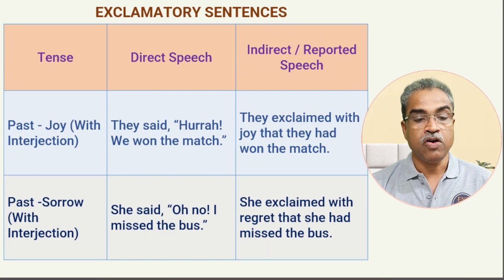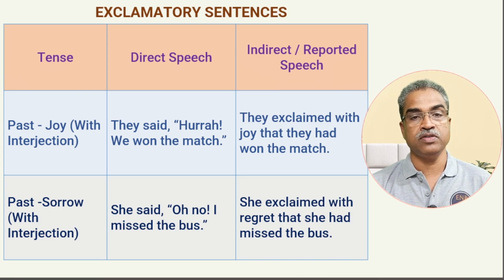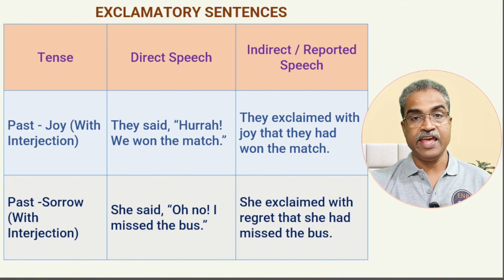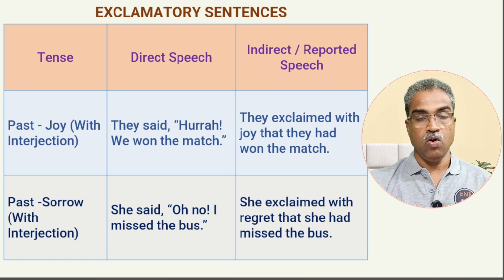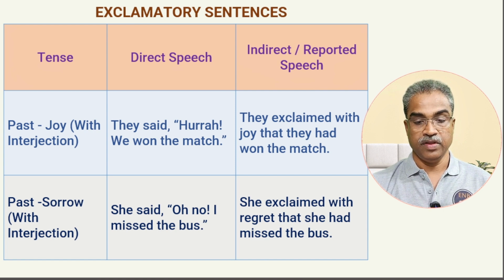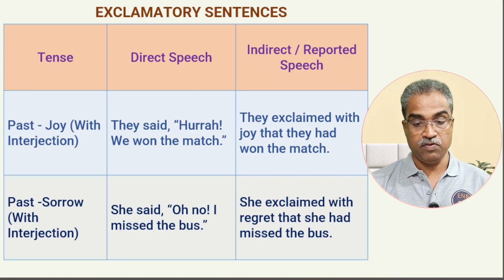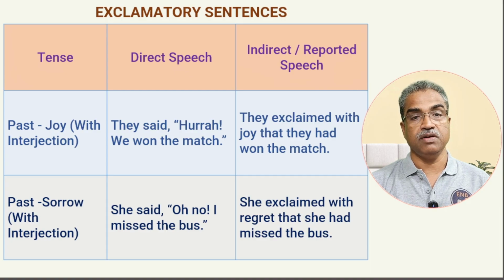All right. Now past, joy with interjection. They said, hooray, we won the match. We won, simple past, changes into past perfect. So they exclaimed with joy that they had won the match. Past sorrow, interjection. She said, oh no, I missed the bus. She exclaimed with regret. She is expressing her regret now for having missed the bus. So she exclaimed with regret that she had missed the bus. I missed, simple past, changes into past perfect, the corresponding past tense.